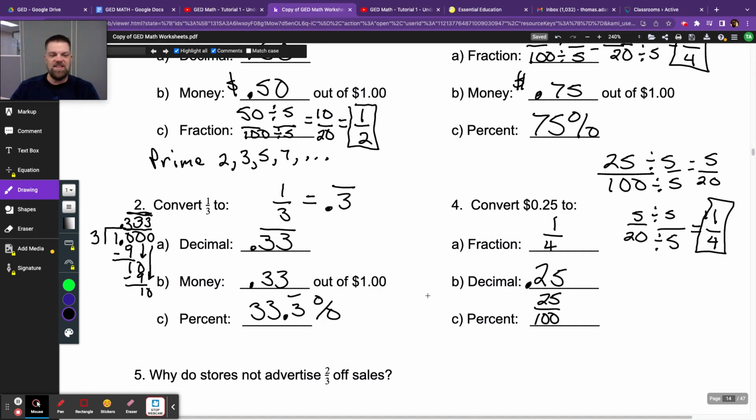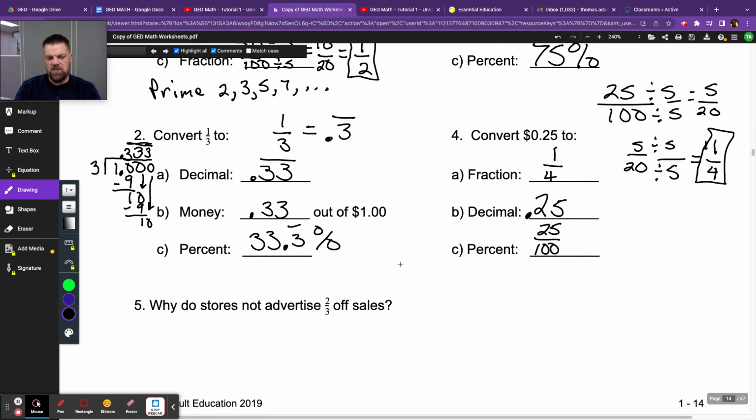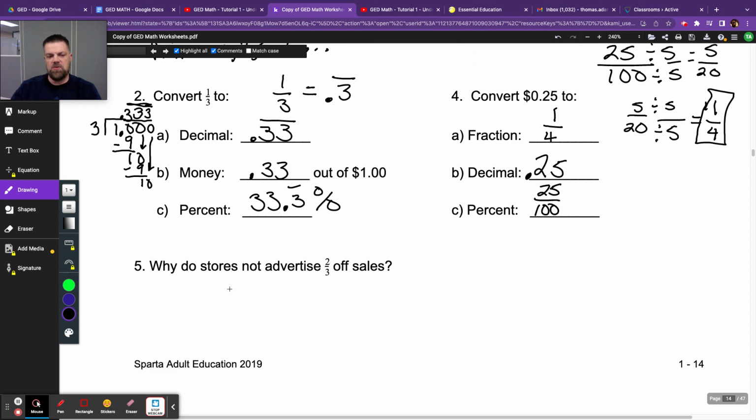You're not real happy on that one, huh? Well, let's do problem number 5, which is similar. So let's look at that. It says, why do stores not advertise 2/3 off sales? So this is a percentage off, right? So we want to know, what is the percentage? What is 2/3 as a percentage?